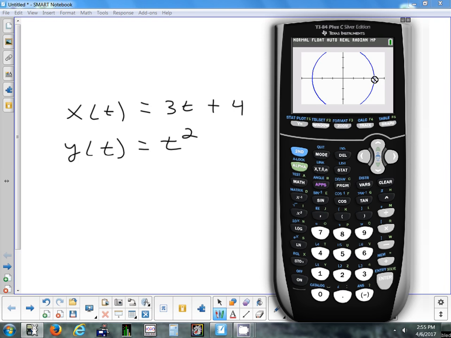And it doesn't quite connect there because of my t-step. My t-step is not a multiple of 6.28. If you set your t-step a little smaller, you will get less of a gap. It's going to take a little longer to draw it, but I don't think you'll see as much of a gap now.